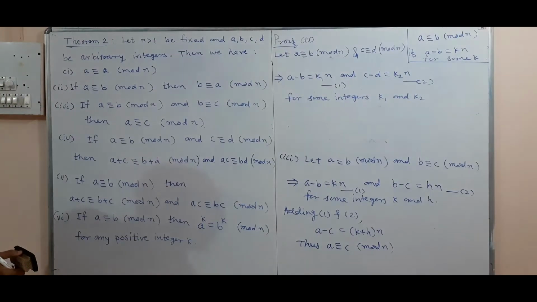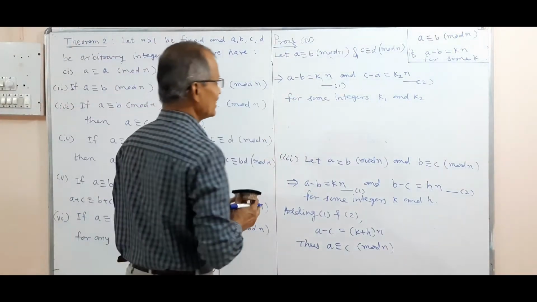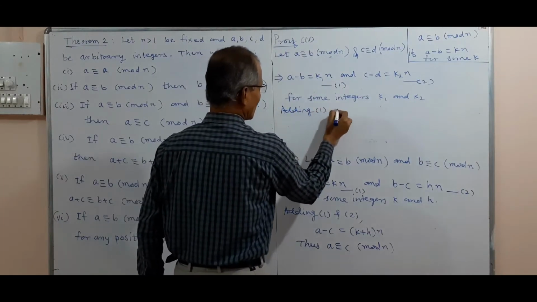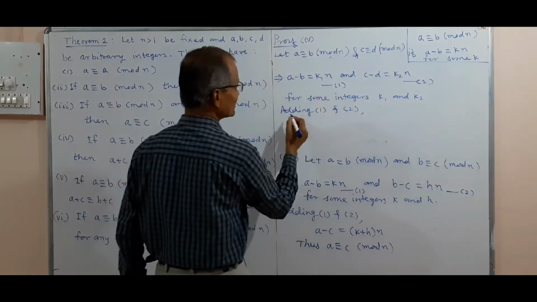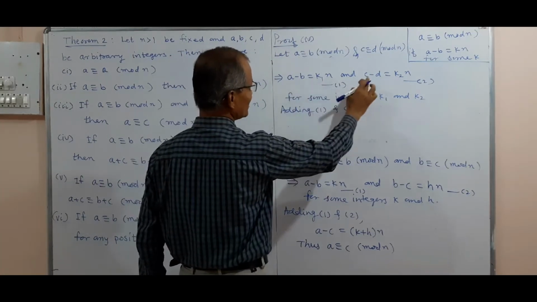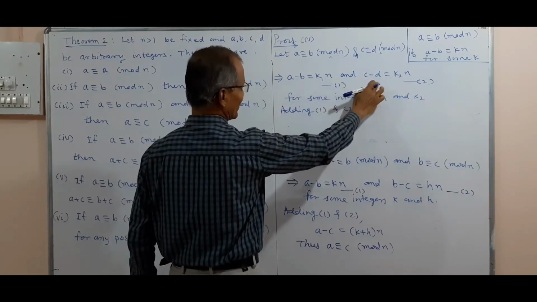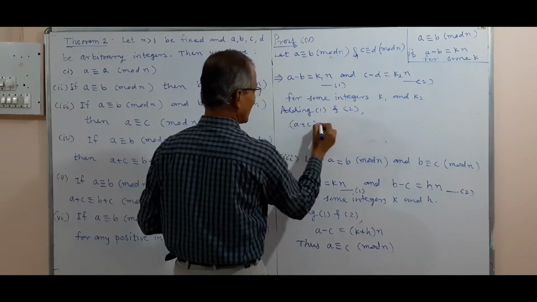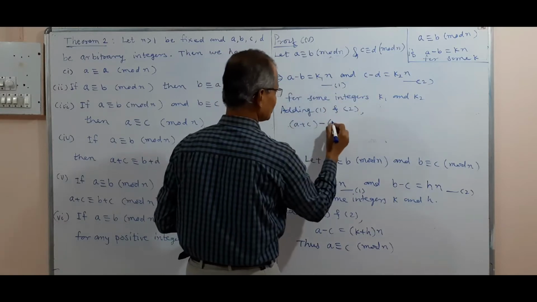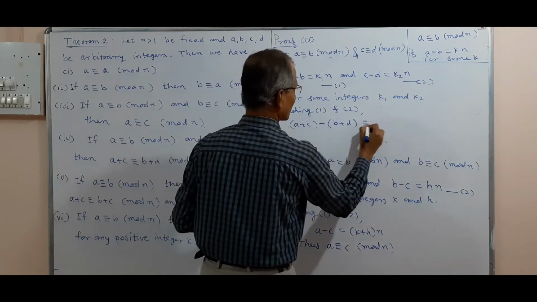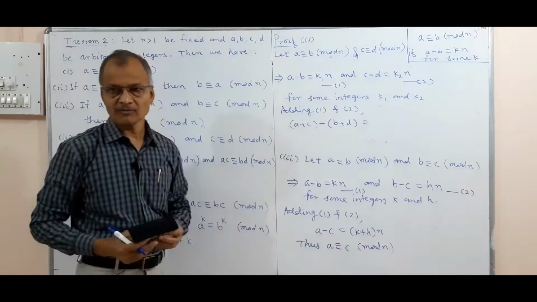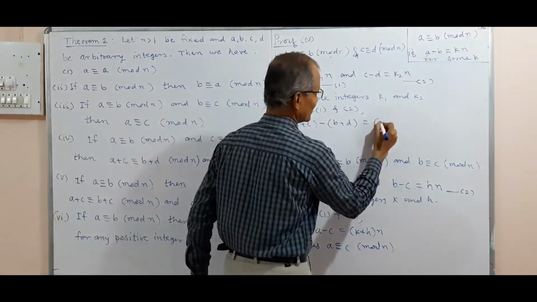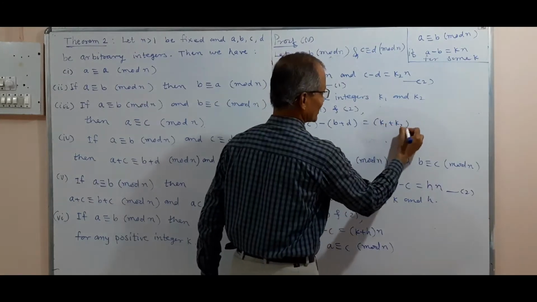Now to get A plus C, we will add this. So adding 1 and 2, what we shall get is A minus B plus C minus D, or we can directly write A plus C minus B plus D, as minus is common. And the right side addition is k1n plus k2n. N is common, so on the right side we shall write k1 plus k2 times n.